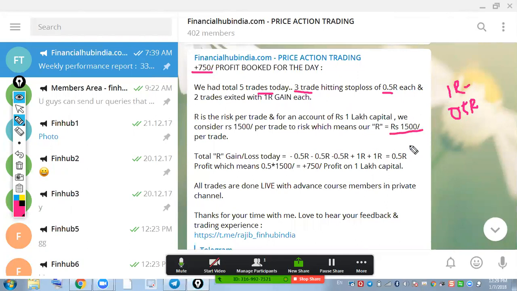Then once we felt like, okay, it's not working out the way we want it, then we reduced it down to 750 rupees, making it tighter as early as possible in there.